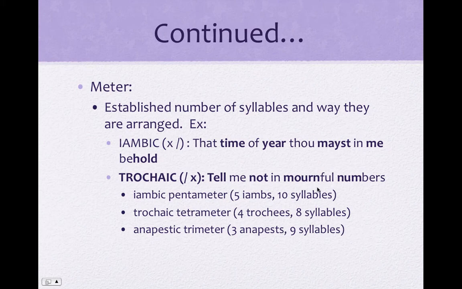So, for example, iambic pentameter has 10 syllables and 5 iambs, or 5 pairs. So I know that the line would go "that time," that's one pair. "Of year," there would be another line. "Thou mayest," you get it. A trochaic tetrameter has 4. Tetra means 4, right? So you would say "tell me," and you do it, "not in," and there'd be a line there. "Mournful," and "numbers." So hopefully that makes sense. When you hear people say "I'm a pentameter," now you know what they mean exactly.